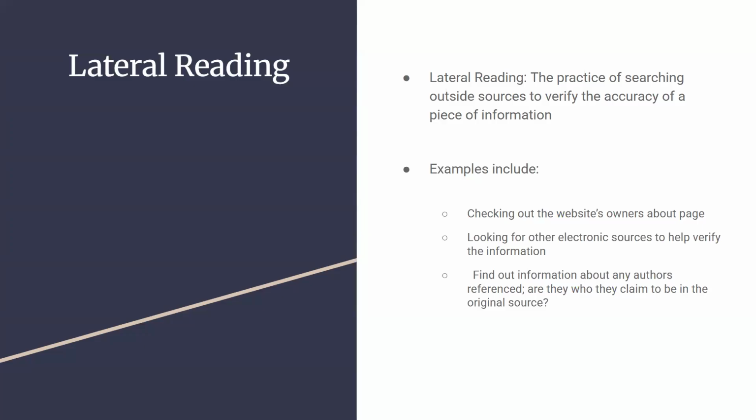One way to think of lateral reading is that when you're practicing it, you're moving away from the original source, either left or right, and you're looking at other sources to verify and compare to what the original article or content is reporting.